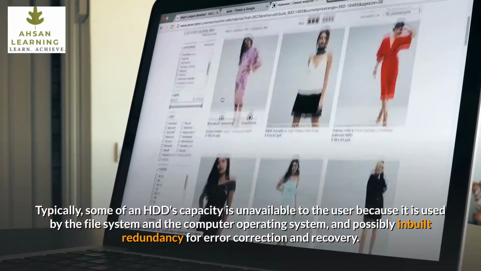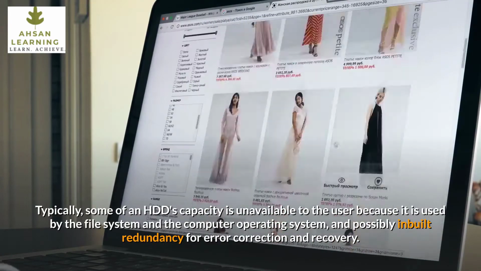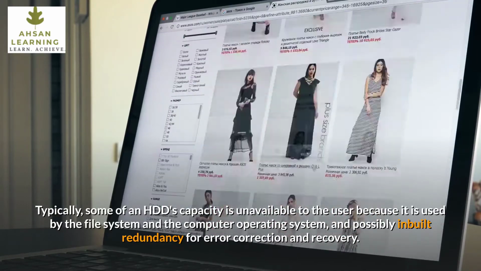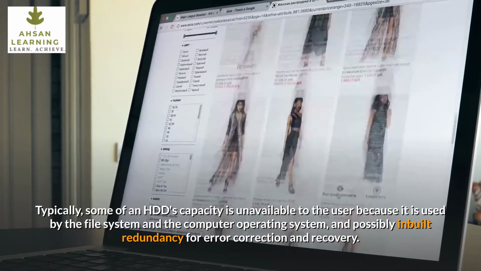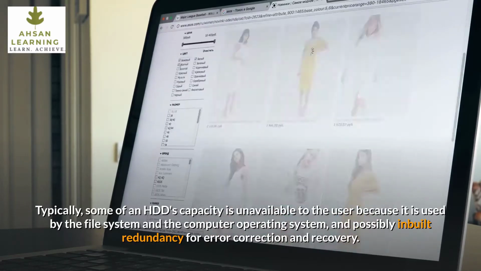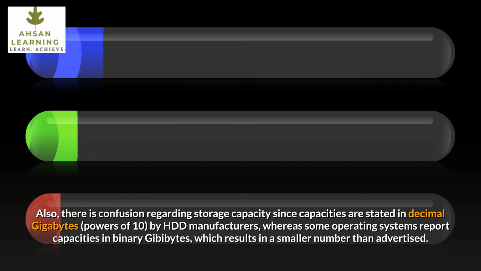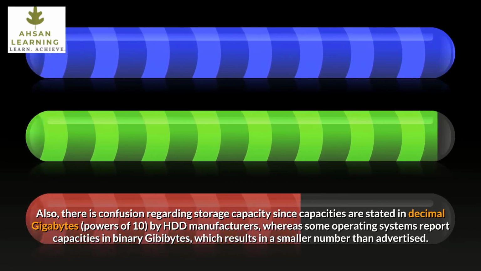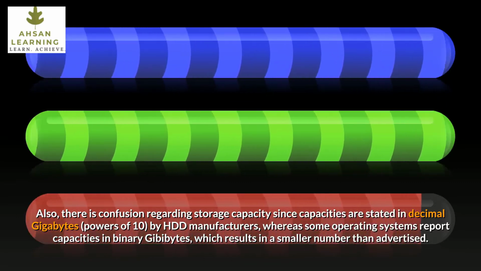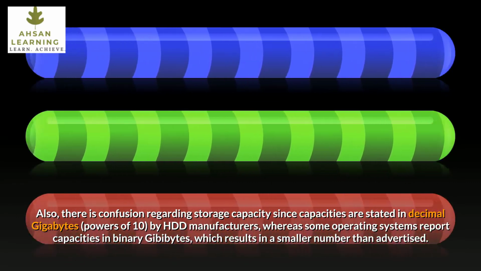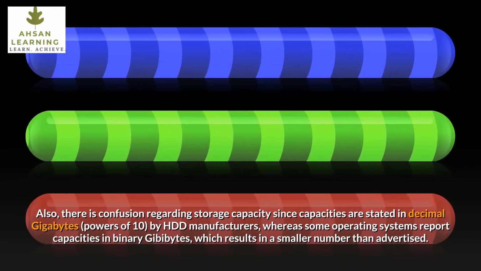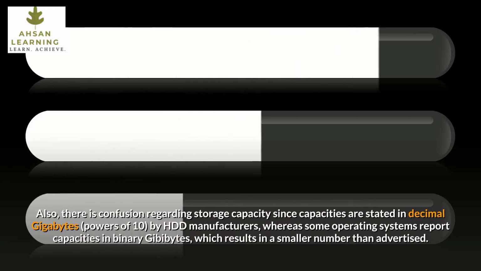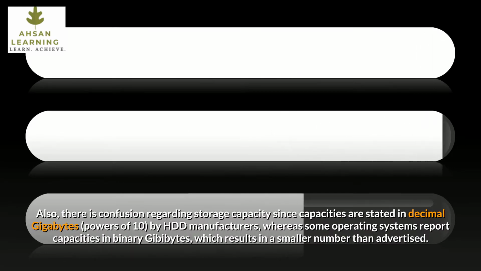Typically, some of an HDD's capacity is unavailable to the user because it is used by the file system and the computer operating system, and possibly inbuilt redundancy for error correction and recovery. Also, there is confusion regarding storage capacity since capacities are stated in decimal gigabytes (powers of 10) by HDD manufacturers, whereas some operating systems report capacities in binary gigabytes, which results in a smaller number than advertised.